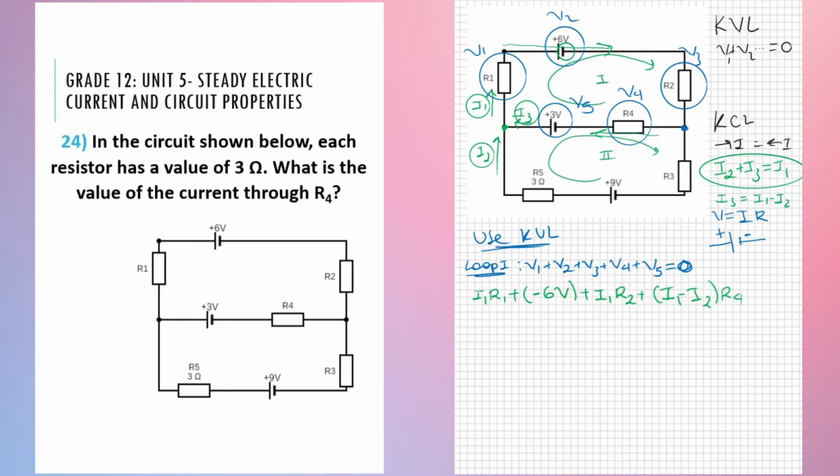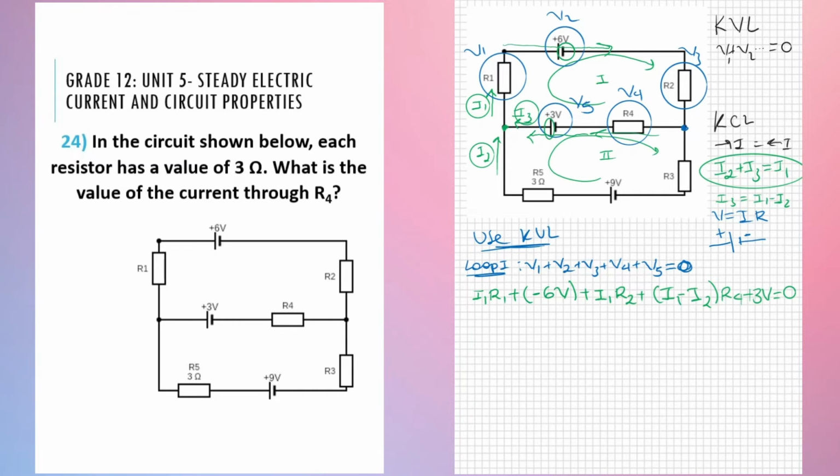Lastly, we have V5, and we see that V5 is this cell of 3 volts. Again, if the current is flowing in this direction, you take the far terminal when you consider the cell. The far terminal is positive, so we take positive 3 volts. All of this is equal to 0. I know it's a lot to process, using KVL, but once you practice it more and more, you get the hang of it.